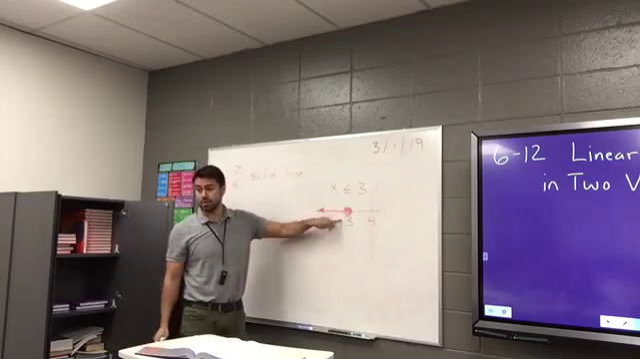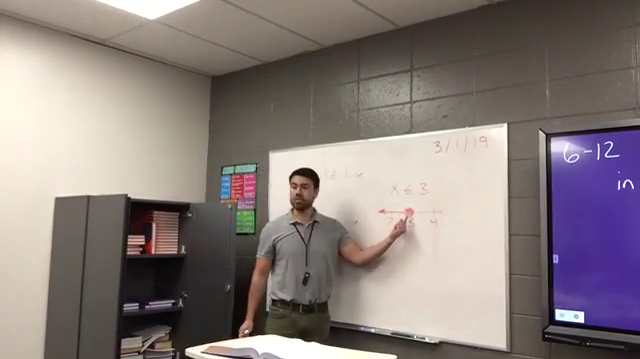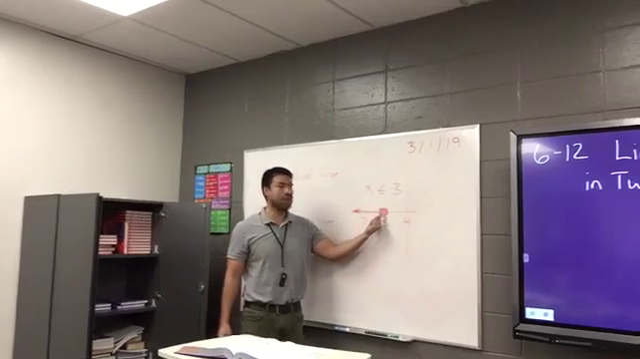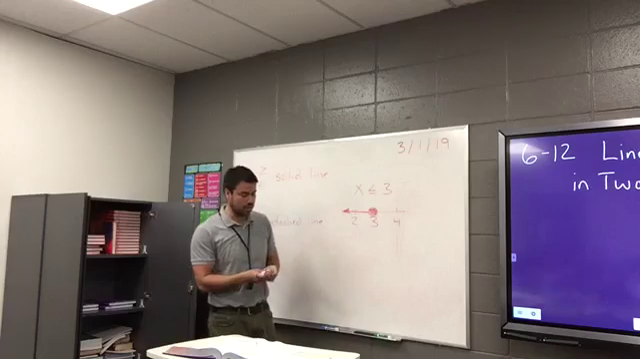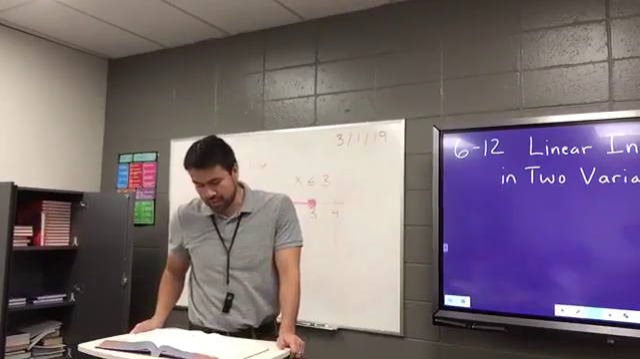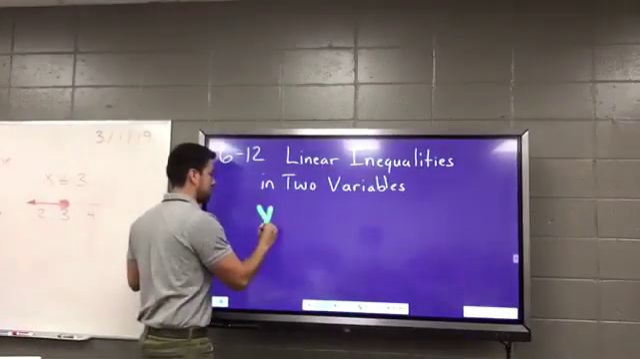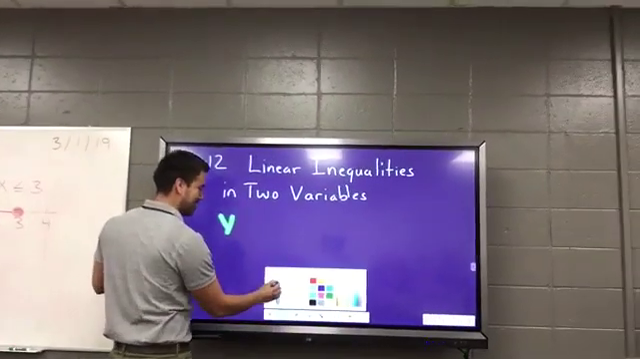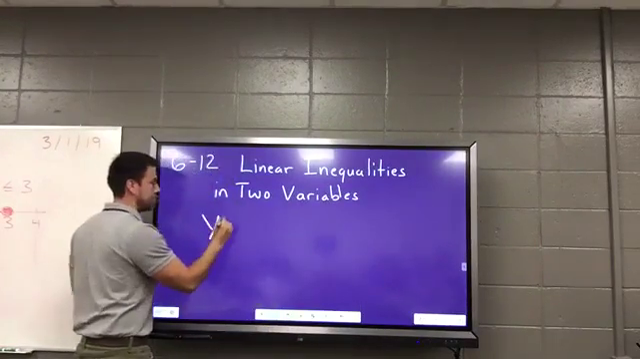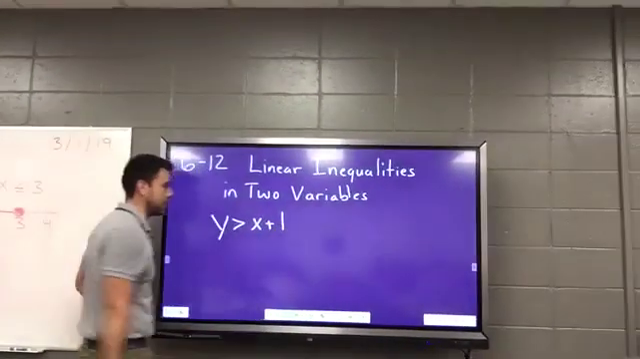This same understanding applies to linear inequalities with 2 variables. It's the same idea. You have either a solid or open circle, a line going one way or the other. It just depends on what the inequality is. So we're going to apply that to these kinds of problems. The first problem I want you to write down: let's change that up a little bit. y is greater than x plus 1. So that's our inequality.